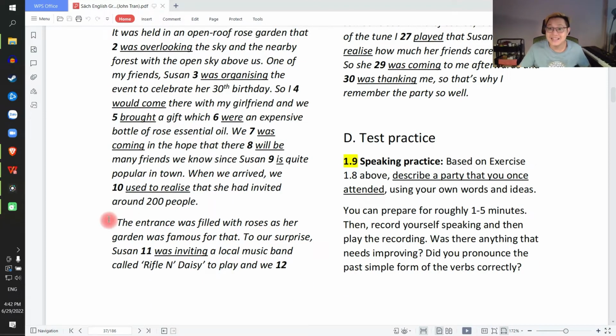The entrance was filled with roses, as her garden was famous for that.